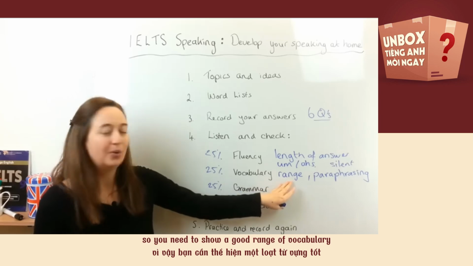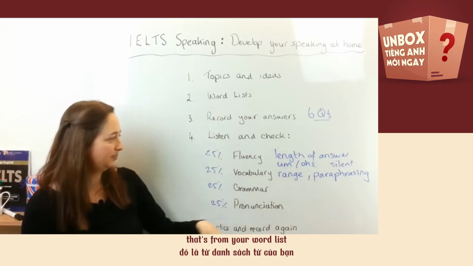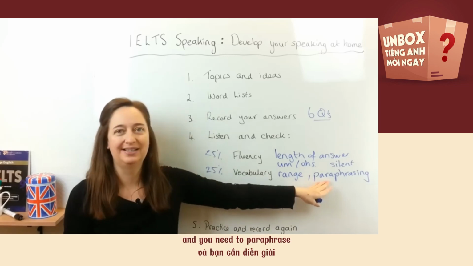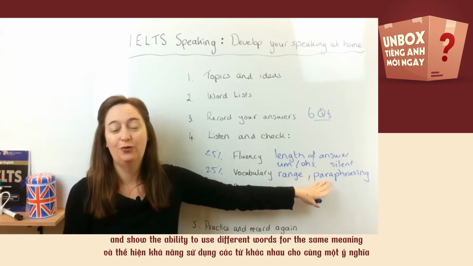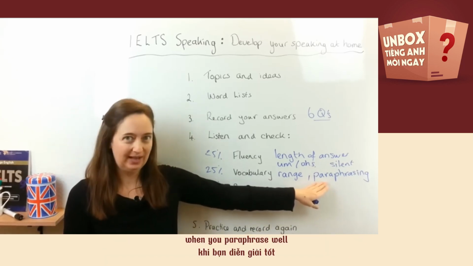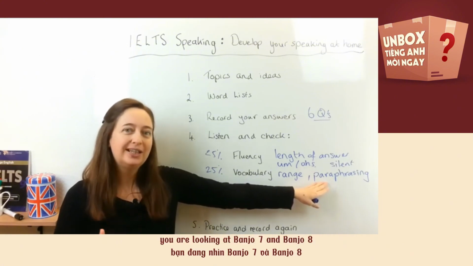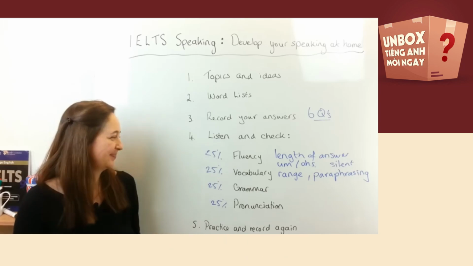So you need to show a good range of vocabulary. That's from your word list. And you need to paraphrase and show the ability to use different words for the same meaning. When you paraphrase well, you are looking at band score 7 and band score 8.